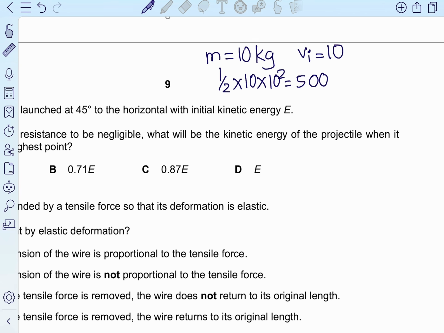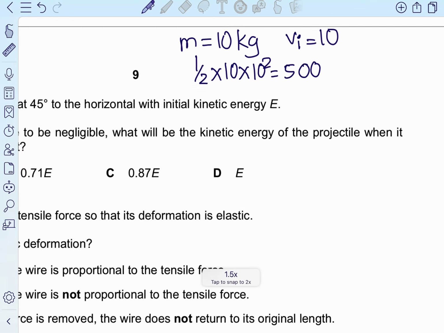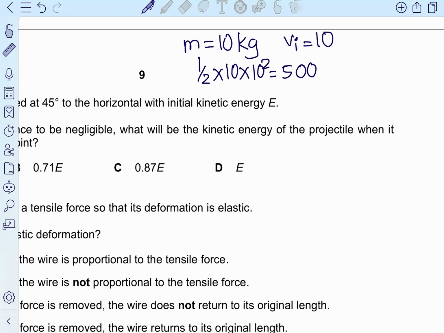Now, when you reach the top of the path, your vertical component becomes 0. So at that point, your only speed will be because of your horizontal component, right? Your vertical component is 0. So what will I do? I will basically find out the horizontal component and then calculate the kinetic energy. So the kinetic energy will be given by half into the mass, which is 10 kg, into the velocity.